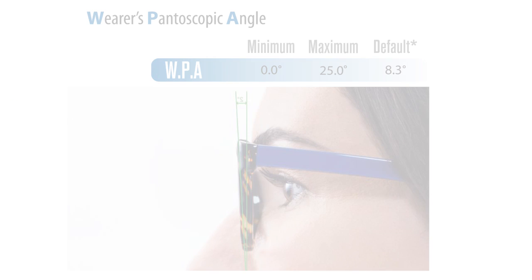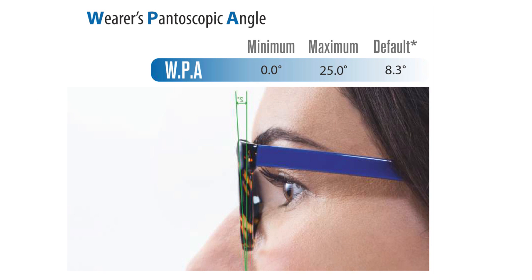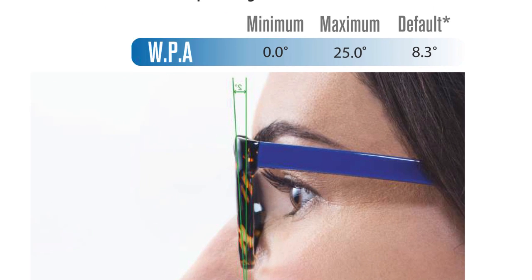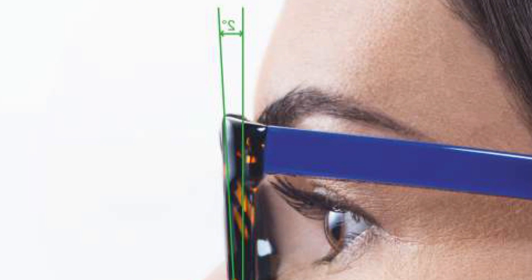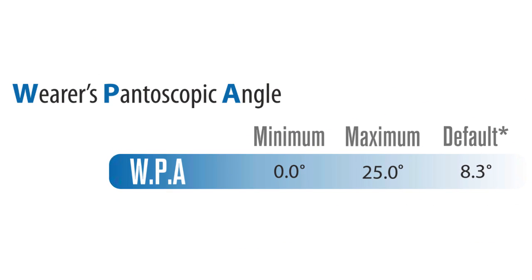The second parameter is the wearer's pantoscopic angle. The pantoscopic angle is the difference of the angle that the frame would make with a perfect vertical line at 90 degrees. The default value there being 8.3 degrees, we can input a value of 0 to a maximum of 25 degrees. And that we will measure, we will provide you with a protractor at the end.